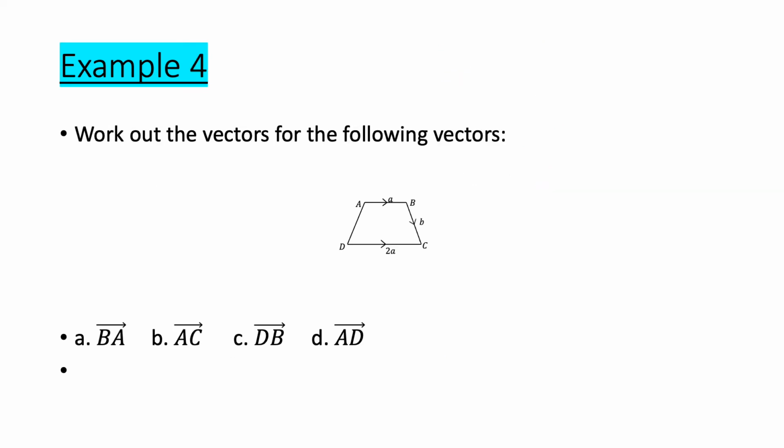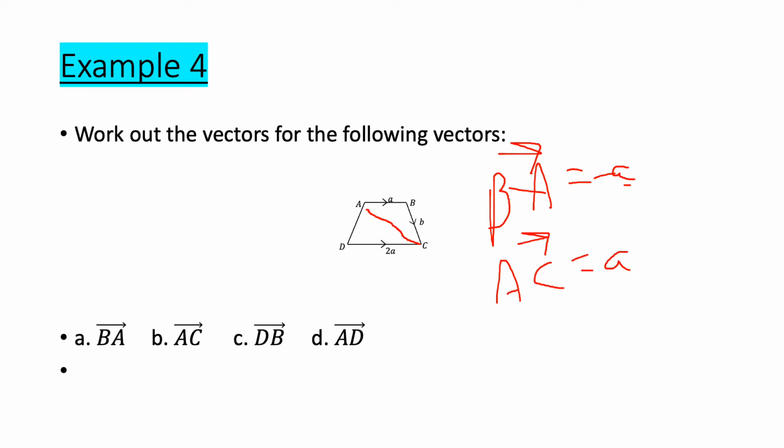Right, guys, example number 4. Write the following vectors, okay, so BA. Well, AB is A, so BA is working backwards, so BA is going to be negative A. AC, so that's going to be this line here. AC is AB plus BC, so AC is vectors A plus B. Sorry, that is a minus A there. Plus B.